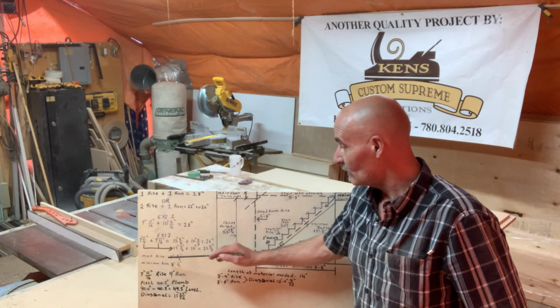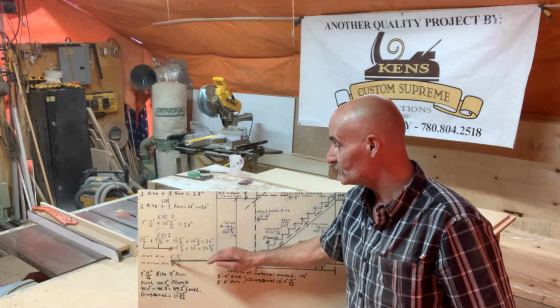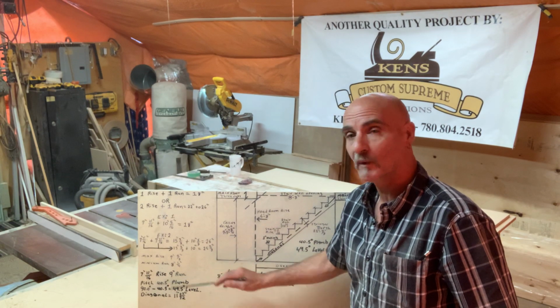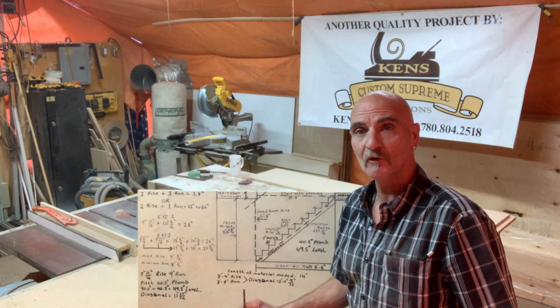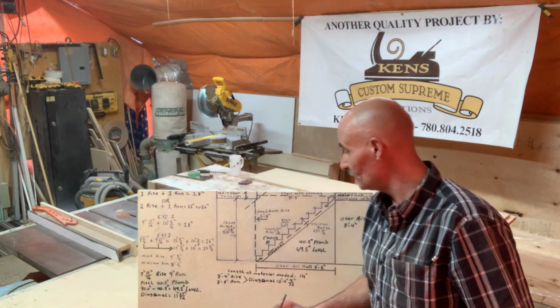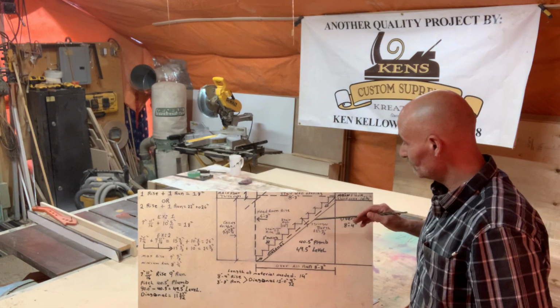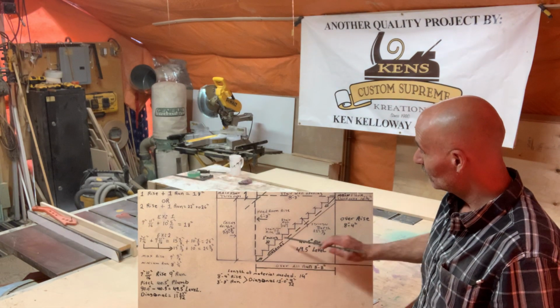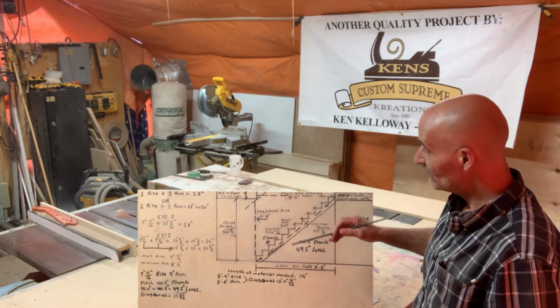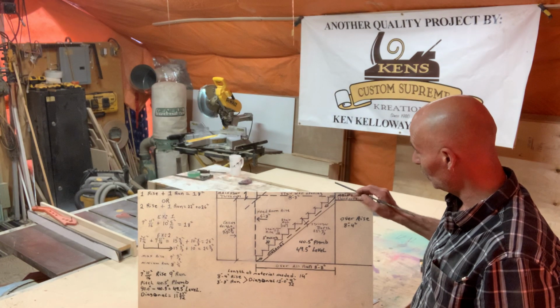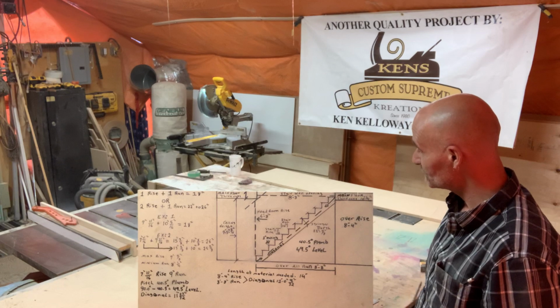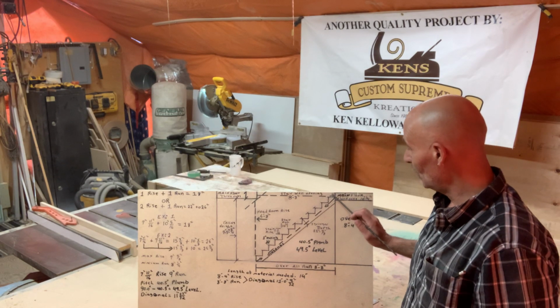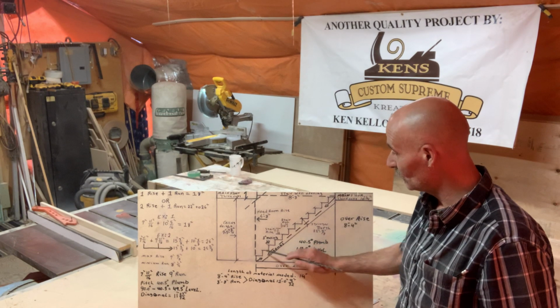So once you know all of this, then you can start to figure out what your rise and run and everything else is going to be. So right now, you start off roughly, you get your 100 inches. Now you want to know, how many rises are you going to have?